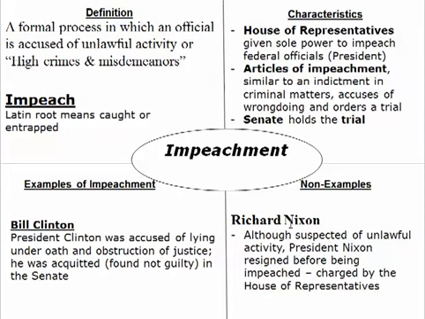A non-example of impeachment is Richard Nixon. Although he was suspected of doing unlawful activity with the Watergate scandal, and we're going to talk about that too, I think that's Unit 10. President Nixon resigned before being impeached, or charged, by the House of Representatives, so he was never impeached. So this is pretty much the vocabulary. What impeachment means is a constitutional process of getting rid of federal officials or the president if they're doing something illegal or unlawful, high crimes and misdemeanors.